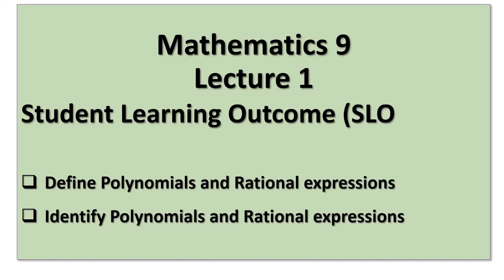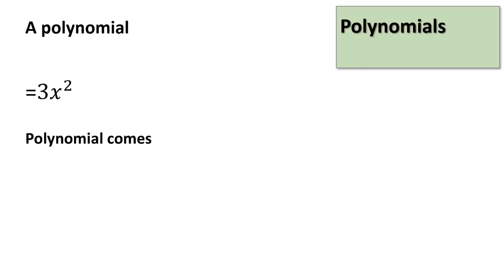Okay, in this first lecture we will discuss the following student learning outcomes (SLOs): define polynomials and rational expression, identify polynomials and rational expression. Okay, now let's start with polynomials. A polynomial looks like this.